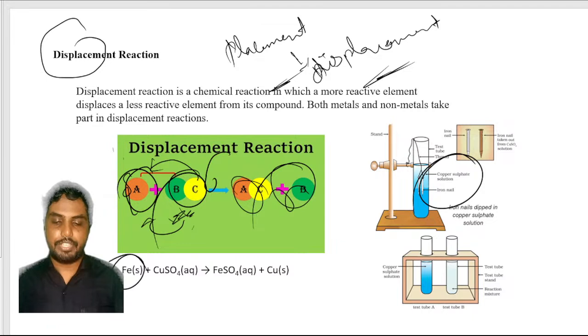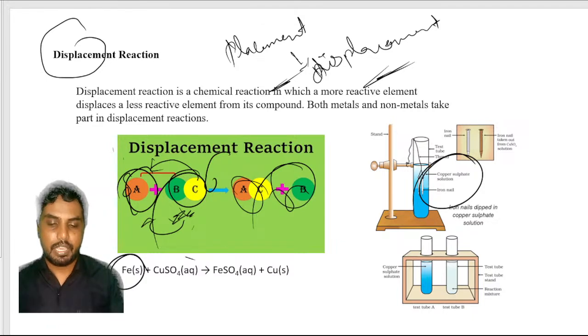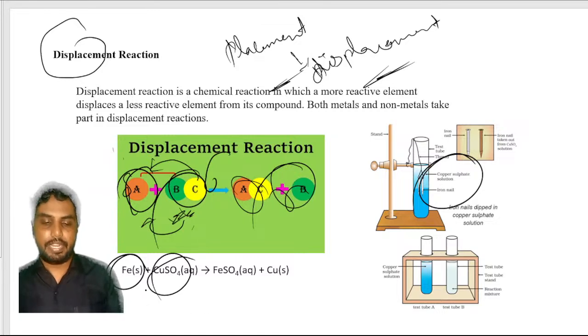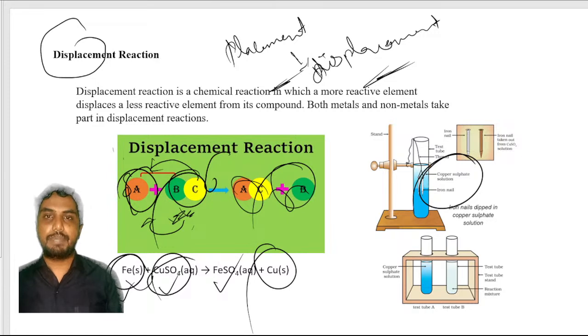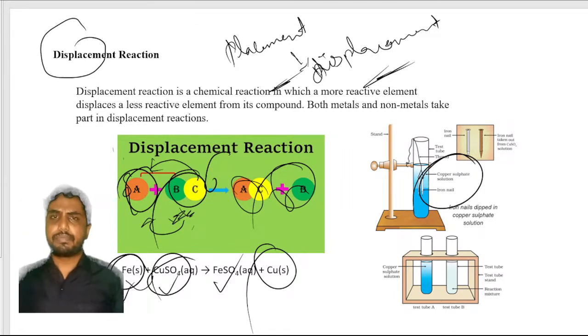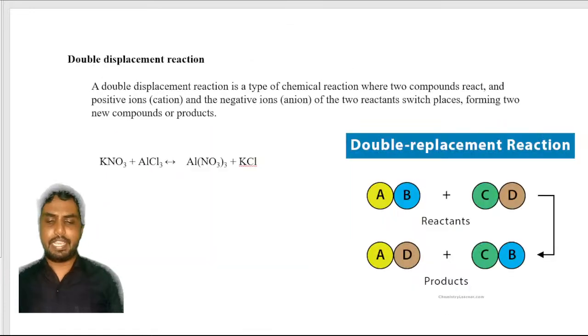You can consider this equation: Fe plus CuSO4, which is copper sulfate. Iron reacts with copper sulfate and forms iron sulfate, where iron replaces the copper. So you can see copper has been separated. That's why the color change is happening on the iron nails, right? Okay, so we can go for the next reaction.